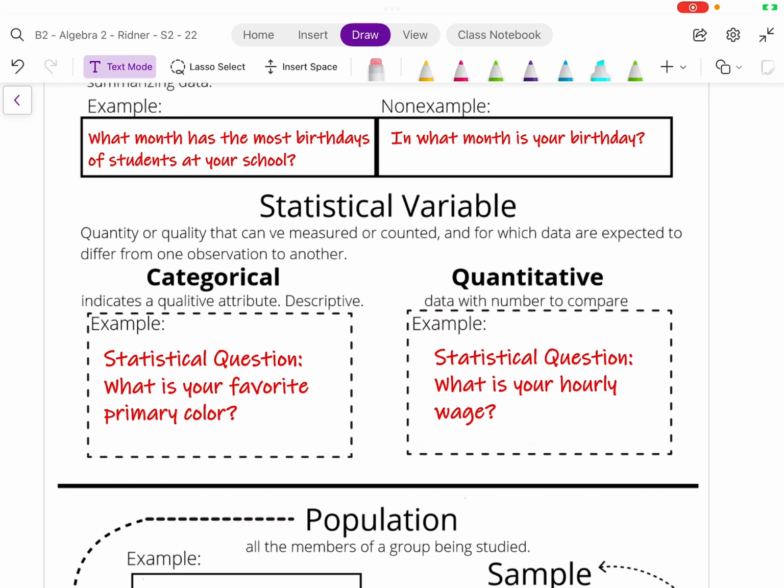Whereas quantitative is something to do with numbers to compare. So something like, what is your hourly wage? Again, we're actually surveying a lot, so this isn't a super good statistical question. However, the variable is the hourly wage, and it would be written as numbers, so it's actually quantitative data.